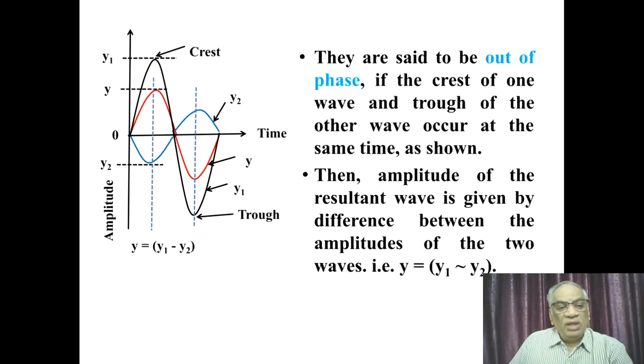The waves are said to be out of phase if the crest of one wave and the trough of the other wave occur at the same time, as shown in the figure. Then the amplitude of the resultant wave is given by the difference between the amplitudes of the two waves, that is y1 minus y2 or y2 minus y1 depending on the magnitude. So the resultant wave is shown as y bar with the red line in the slide.